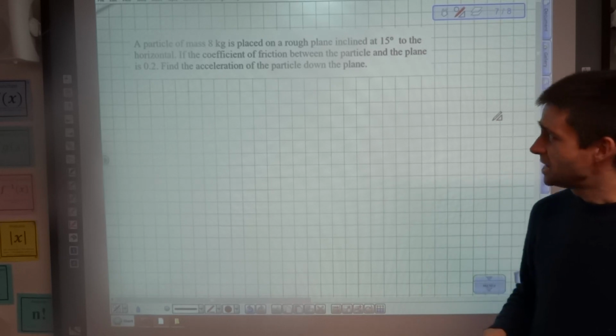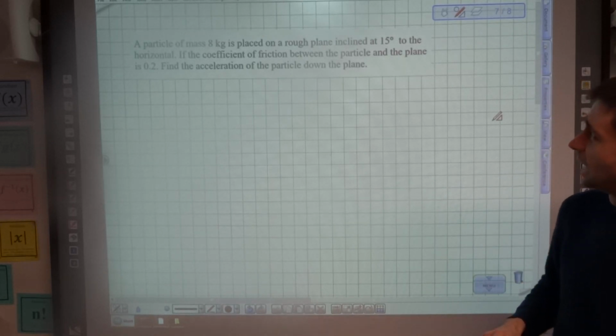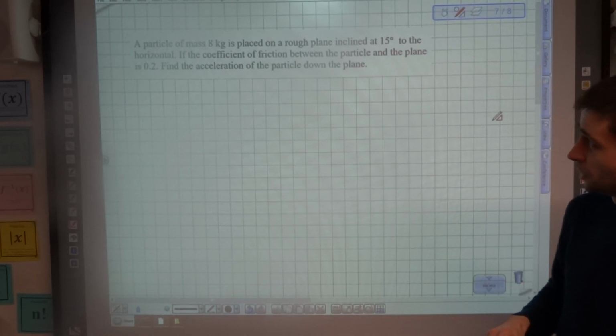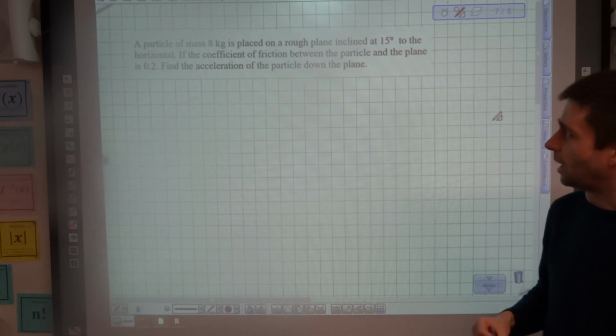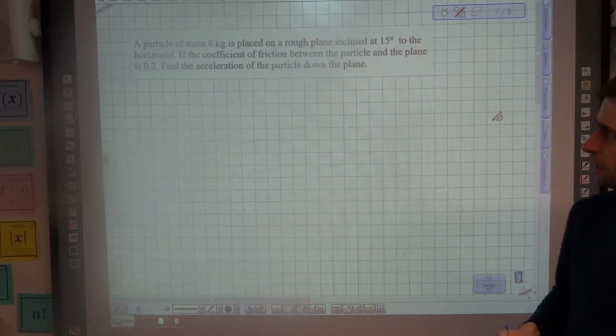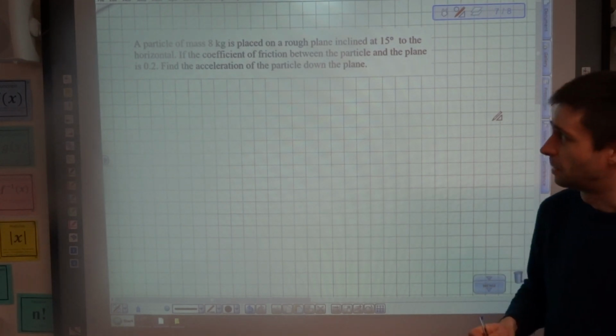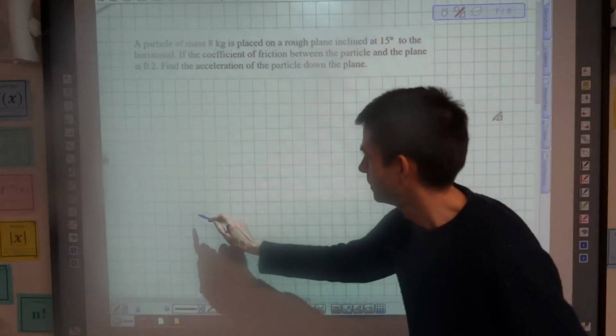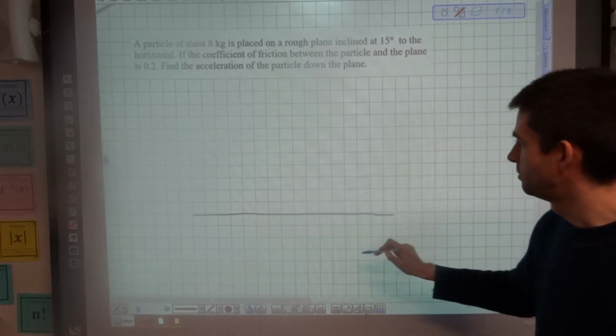A particle of mass 8 kilograms is placed on a rough plane inclined at 15 degrees to the horizontal. If the coefficient of friction between the particle and the plane is 0.2, find the acceleration of the particle down the plane. Right, so first thing I'm going to do is draw a nice big diagram.